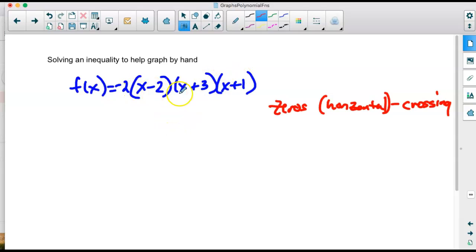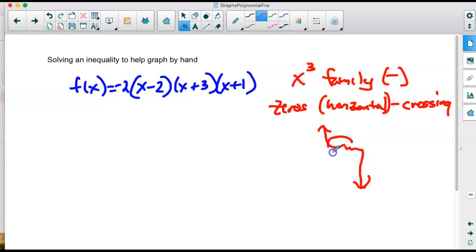We know that this is x, this is x, this is x, so this is in the x to the third family. We know it's negative 2 in front, so that's a negative. That means it's not going to go up, it's going to go down. It's going to look like this. Something happens in the middle, and it goes down. We have to figure out what happens in the middle. If we multiply negative 2 times x times x times x, that's going to be negative 2x cubed. That's going to be our lead term, and it tells us that it's going to look like that.